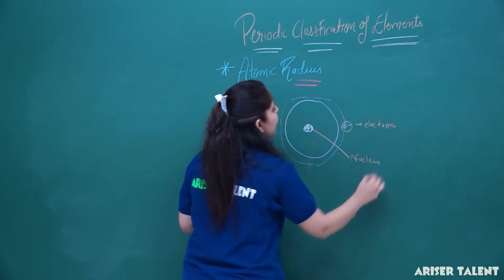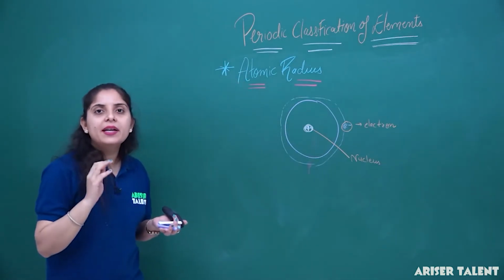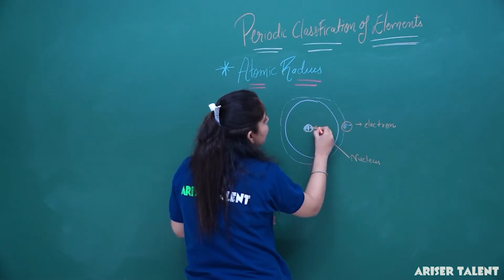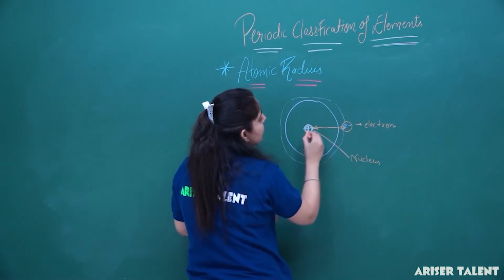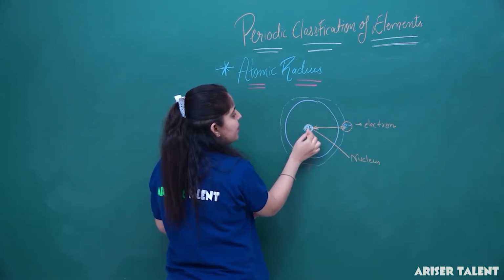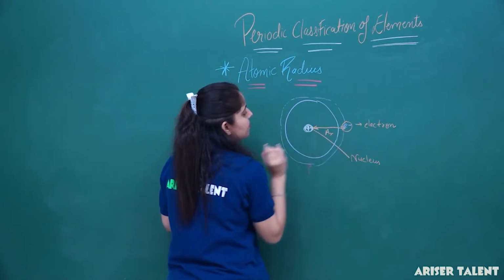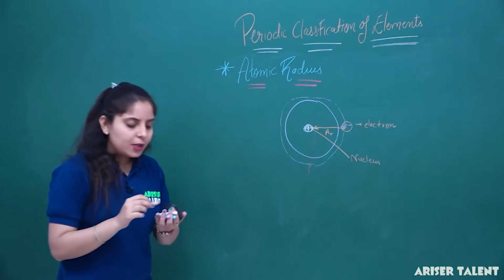So, what is atomic radius? In an atom, atomic radius is actually the distance between the nucleus and the electron. So, the distance between the nucleus and the electron is known as atomic radius. So, this is actually the atomic radius.